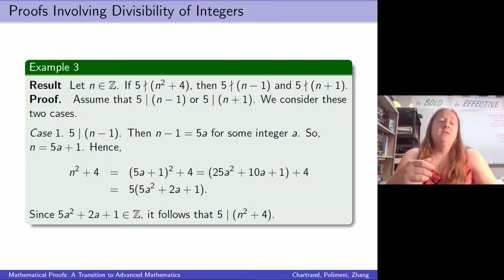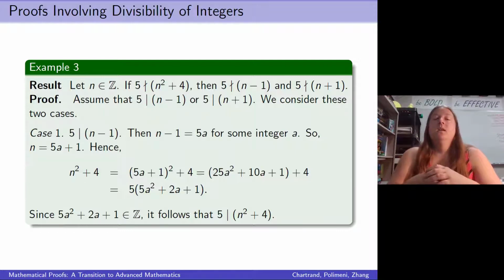So let's look at the first case where 5 is going to divide n minus 1. So I have n minus 1 equals 5 times a for some integer a. Now, I have an equation here that I can move stuff around, so I have that n equals 5a plus 1. So if I take a look at n squared plus 4, that expression that I want to know if it's a multiple of 5, well, since n is 5a plus 1, I'm plugging in 5a plus 1, so I square that. I end up with 25a squared plus 10a plus 1, and I still have my plus 4.